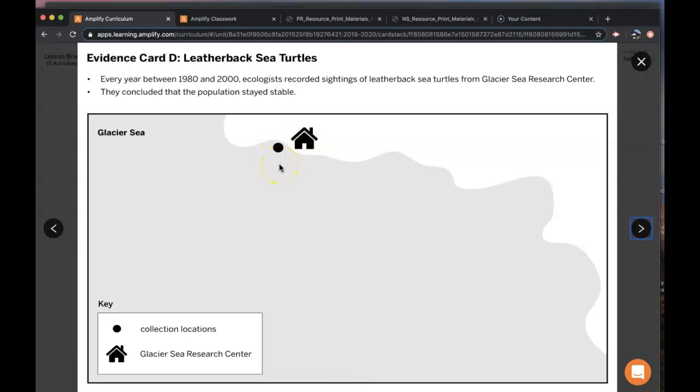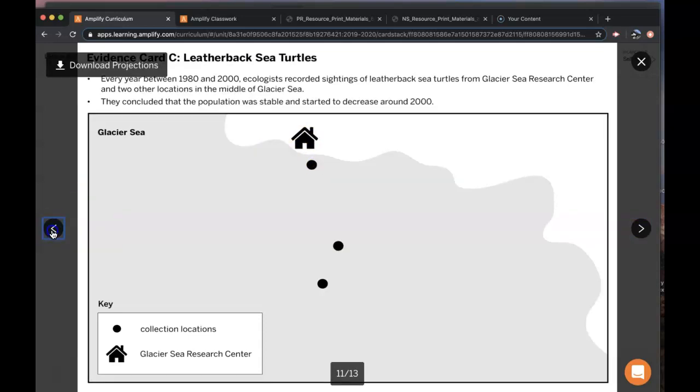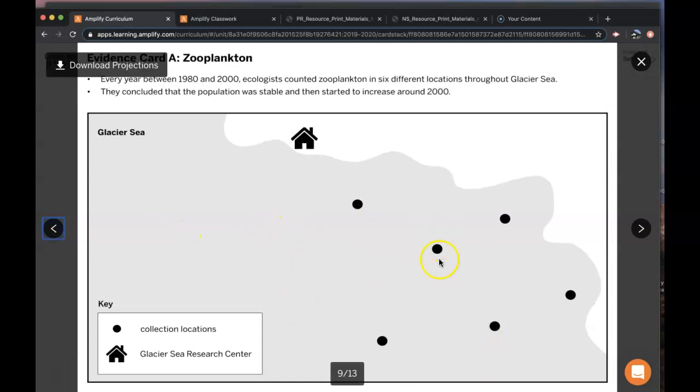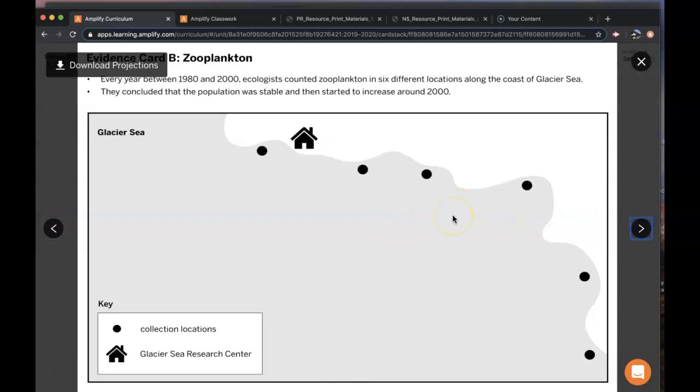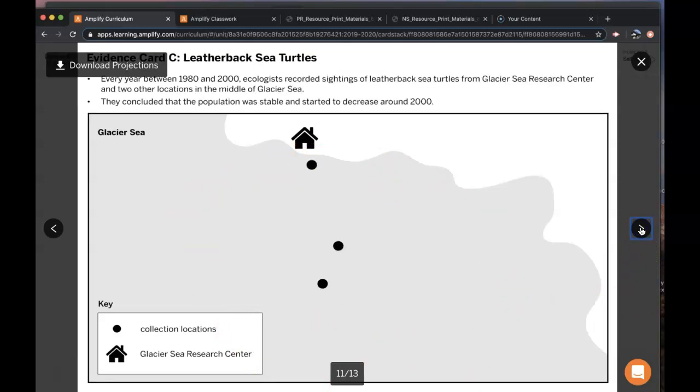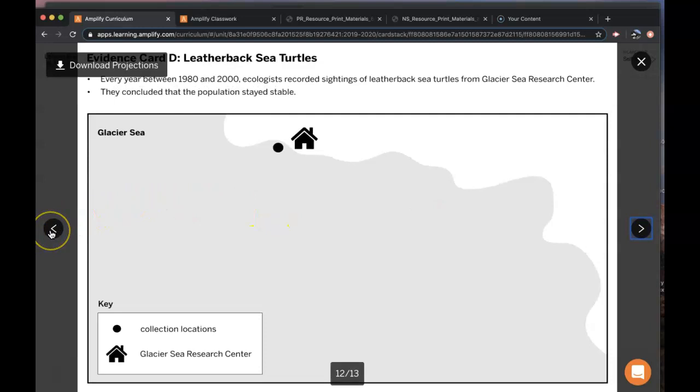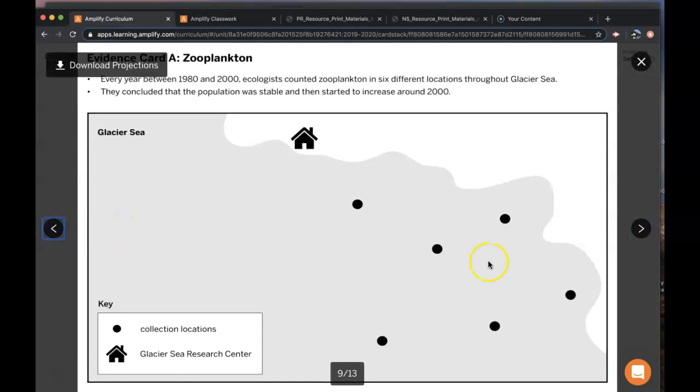This is the lowest amount of recordings, collecting from one location, versus A, which is collecting from a spread out location. Now there's 6 here. You might say, well, evidence card B has 6 locations, but these are all only on the shore from what you can see. So you're really only getting the shore. It's not really spread out. It's still much better than C or D in the sense of the number, but definitely in terms of spreading out, A is the best.